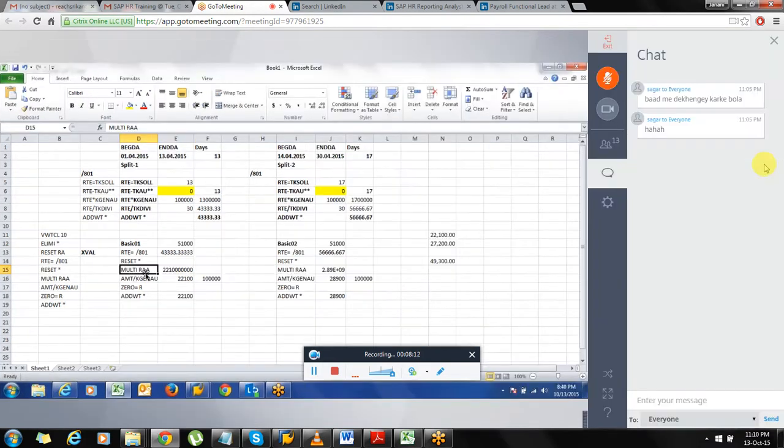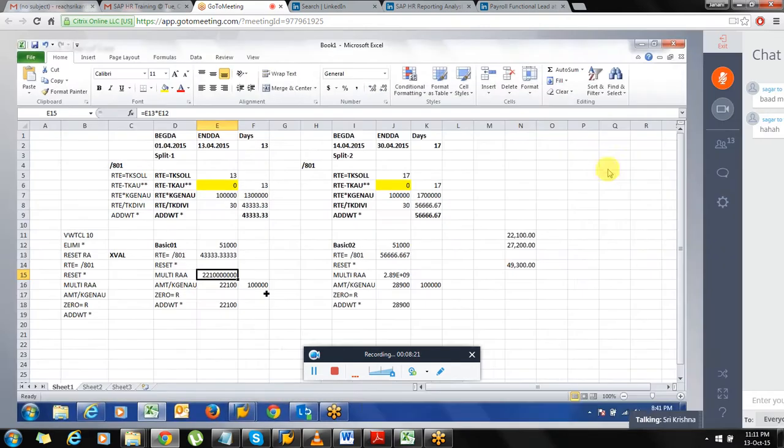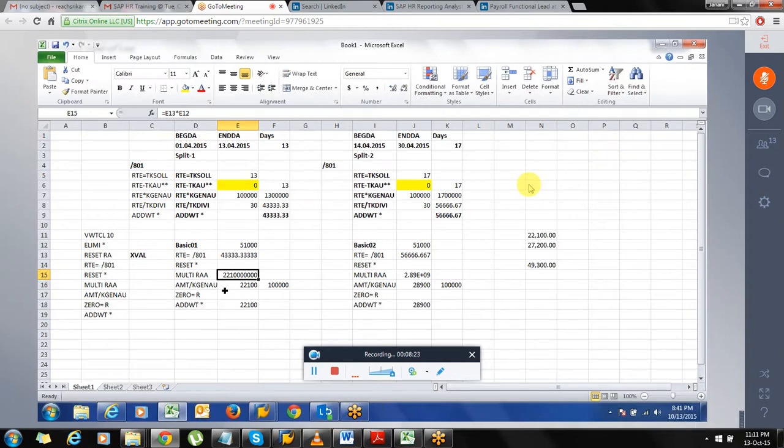Okay, multiply rate, amount and number. So what it is doing, this into 51,000 is the amount there. So you are getting this much of a big amount, right? Then it is dividing with 1 lakh, which we multiplied here.